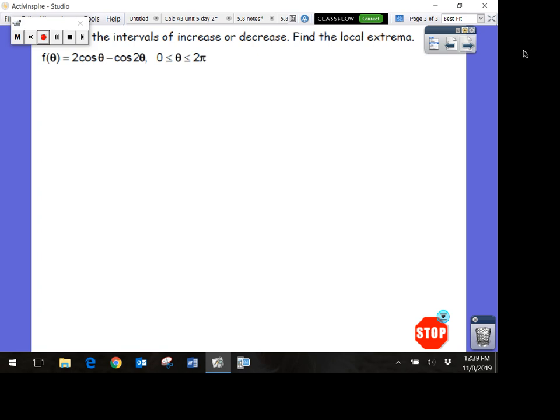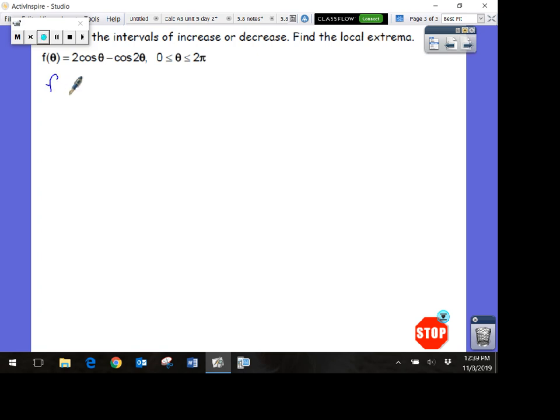Next one, same question. Intervals of increase or decrease and the local extrema, but we have trig. So when we look at this, there's nothing to really do to it, but it does give us an interval. So we only care about the values from 0 to 2 pi. So when we solve this, that's all we have to worry about. We don't get any further than that. We don't have to come up with an equation. We just have to find it on that interval.